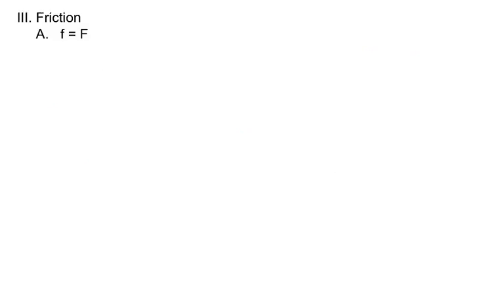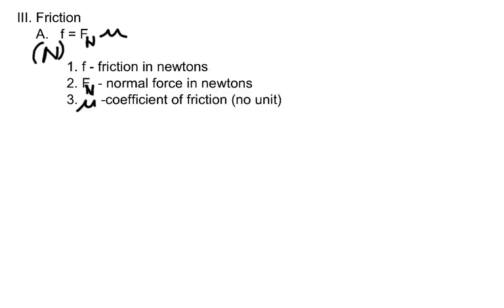Okay, now I want to talk with you about friction. So friction, or small f, in newtons is equal to the normal force, F sub n, multiplied by something called mu, a Greek letter, which stands for the coefficient of friction. The small f is your friction in newtons, the F sub n is your normal force in newtons, and mu stands for the coefficient of friction, which has no unit.